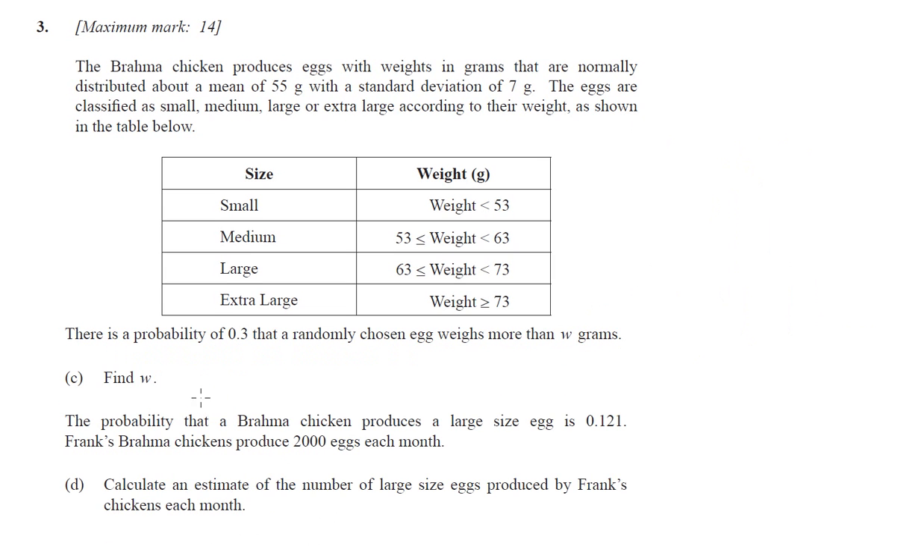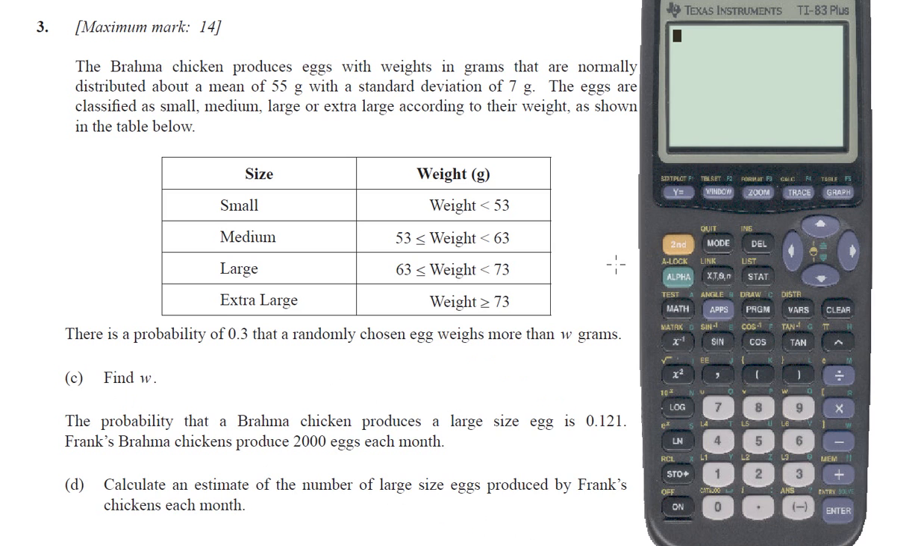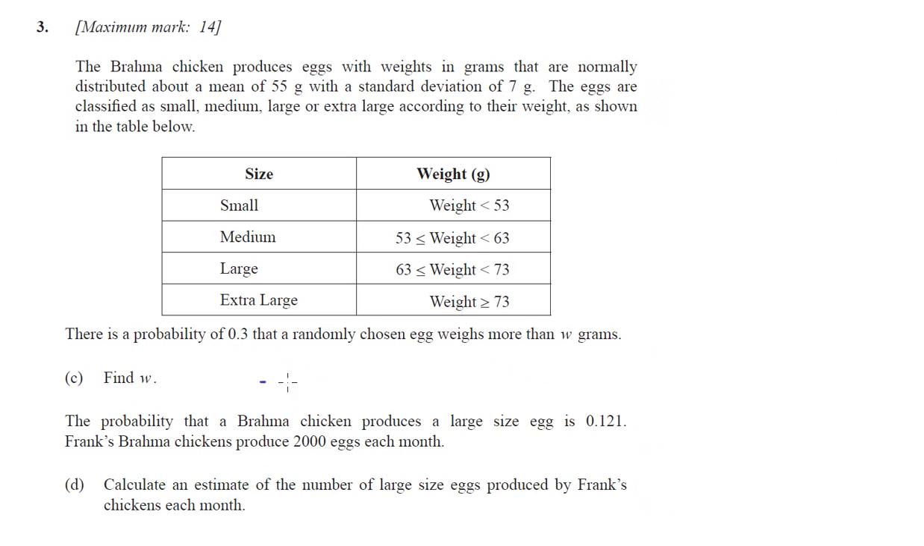All right, so same info. There's a probability of 0.3 or 30% that a randomly chosen egg weighs more than W grams. Find what W is. So what we have to do with this one to find W, we're looking for that an egg weighs more than W grams, so we are actually looking for the top 30%. So if you're looking at a line here, here's 0, here's 100, we are actually looking for the top 30.